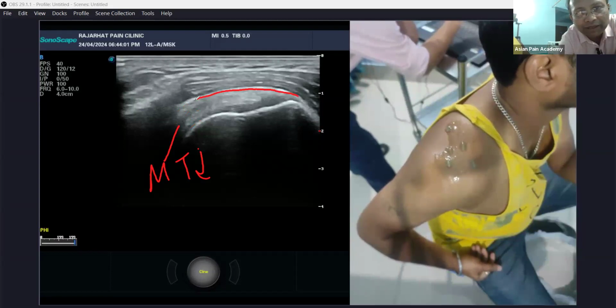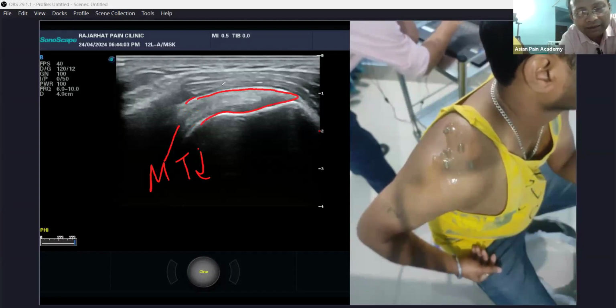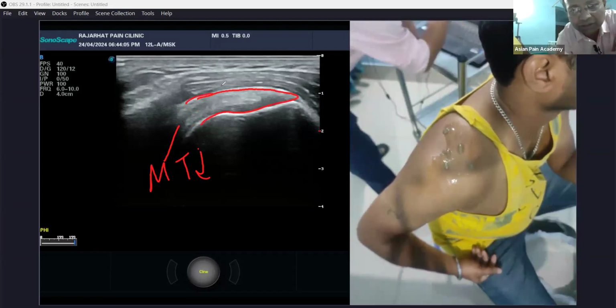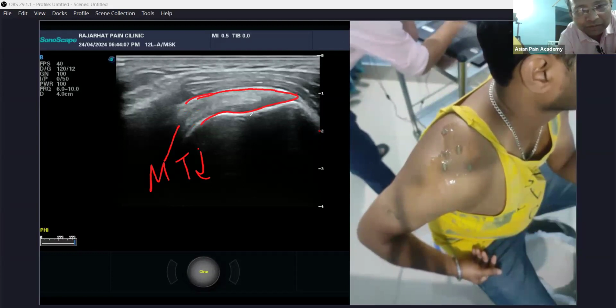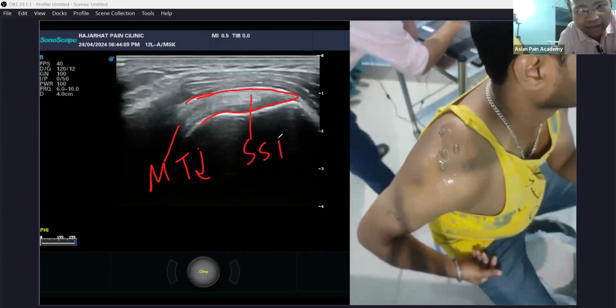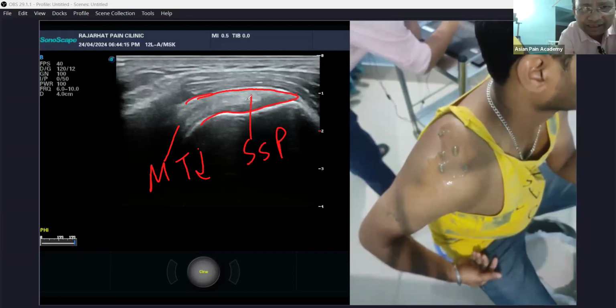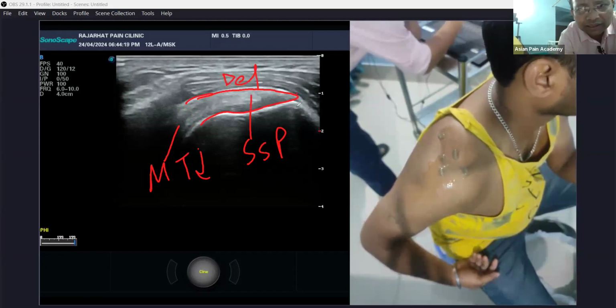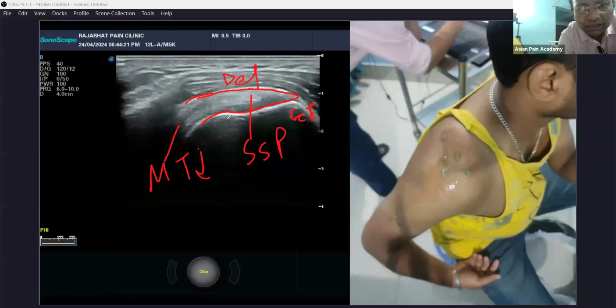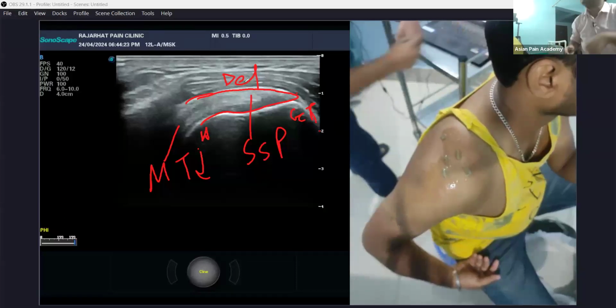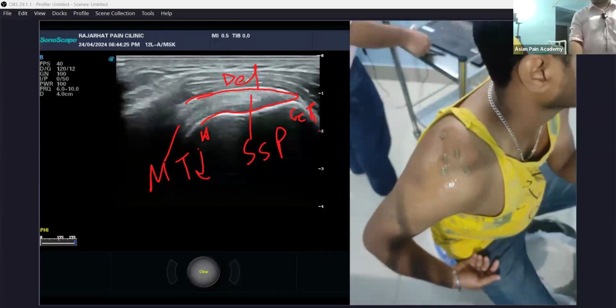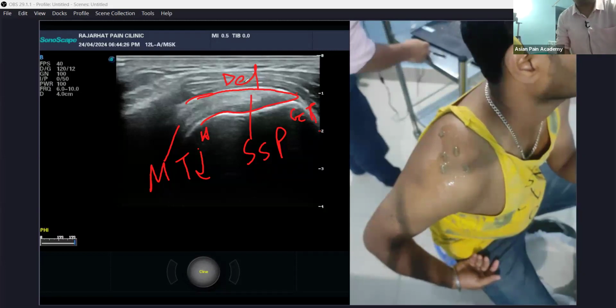This is the bird peak appearance. That is the typical description, bird peak appearance of supraspinatus tendon. Mainly all the abnormalities are found in this part only. This is deltoid and this is supraspinatus tendon. This is greater tuberosity. This is head of humerus. Let's see if we can find some more structures or not.